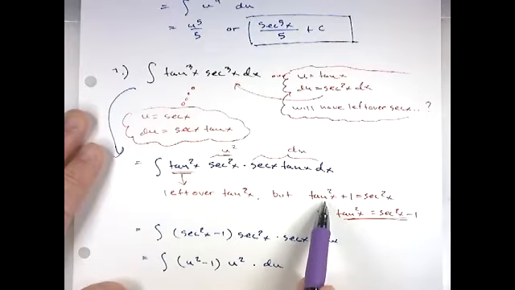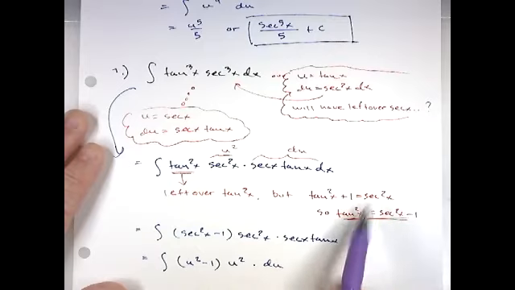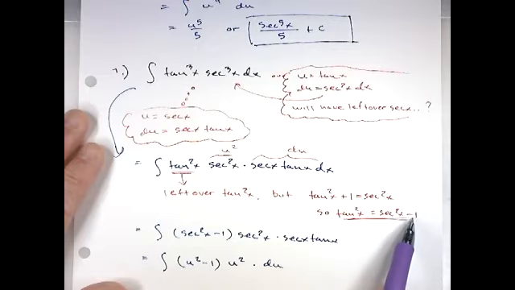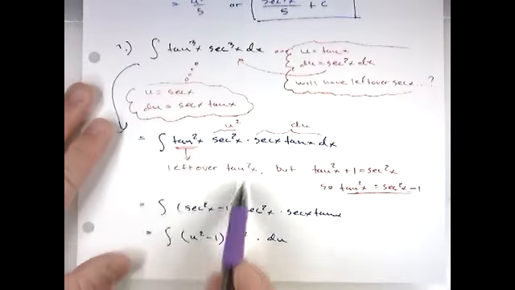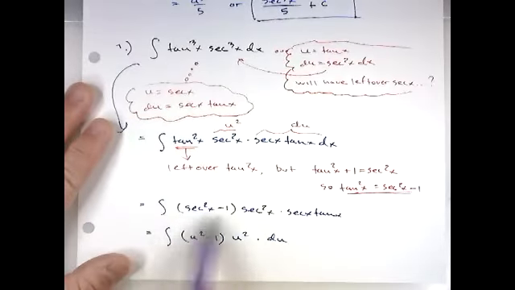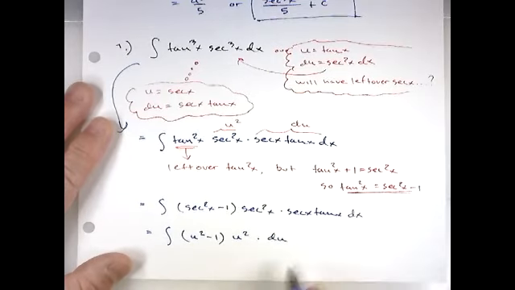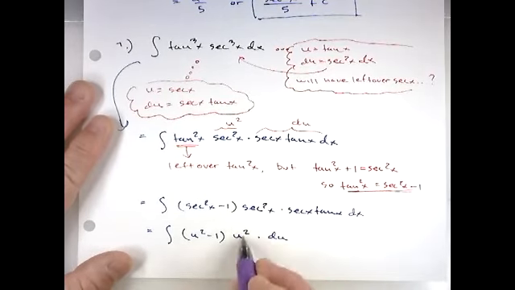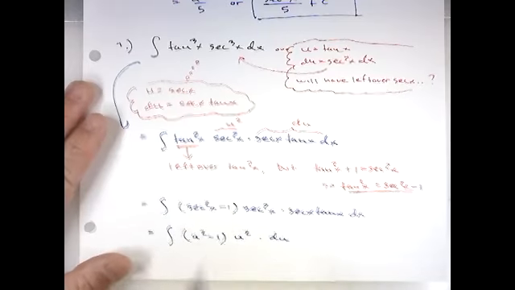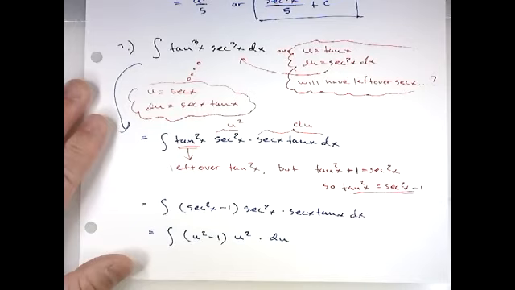Here the identity is tan squared x plus 1 equals secant squared, which means tan squared x is equal to secant squared x minus 1. So that leftover tan squared x gets replaced with secant squared x minus 1. And then there's my secant squared x, and there is my secant x tan x dx. That's du, this is u squared, this is now u squared minus 1. Distribute the u squared, and you're on your way.